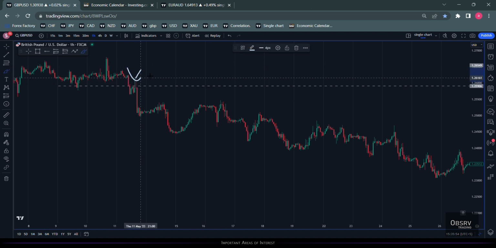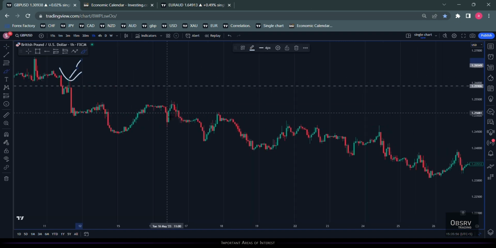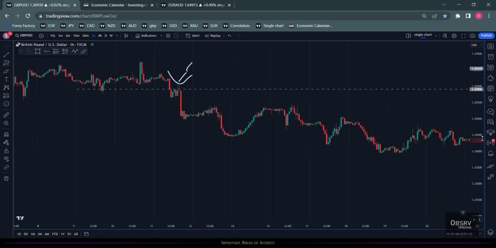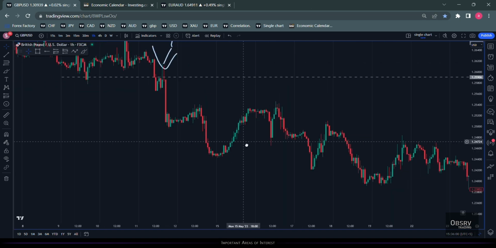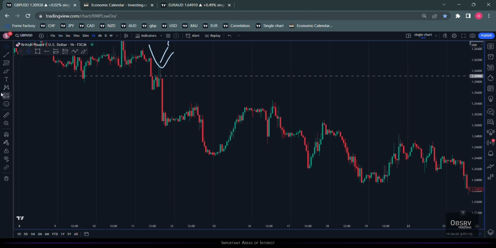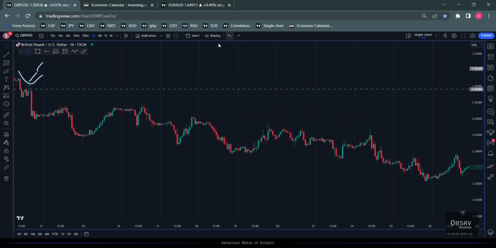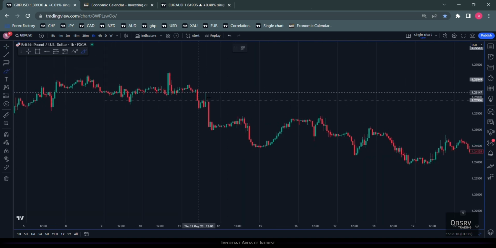Price makes a new low. Let me zoom in a little bit. Okay. The price makes a new low. What the? I'm sorry, guys. This is the mouse I use to play Counter-Strike. I wonder how I'm getting those kills.